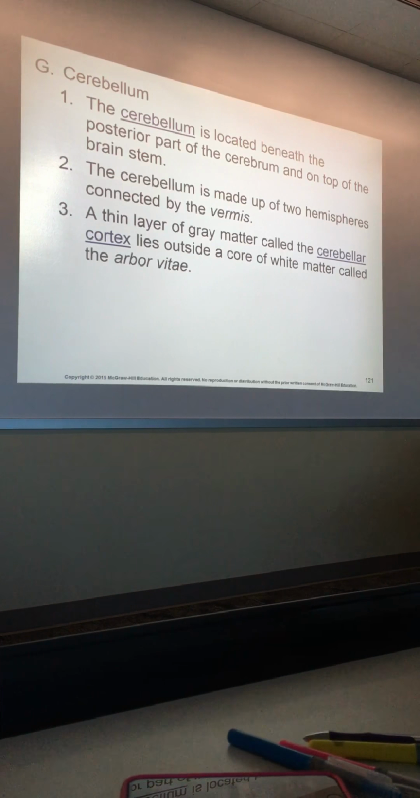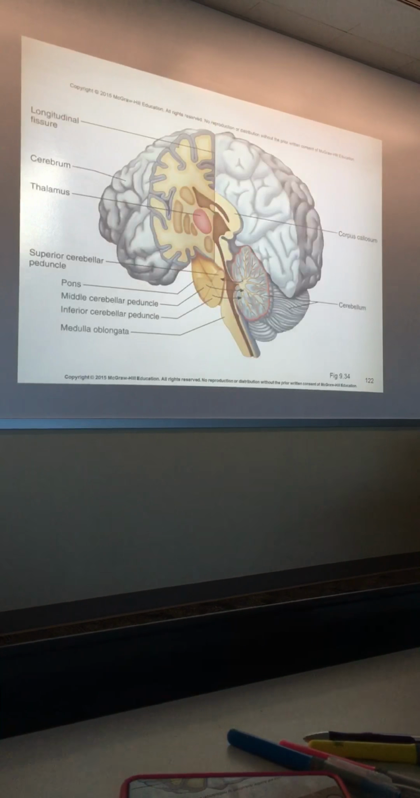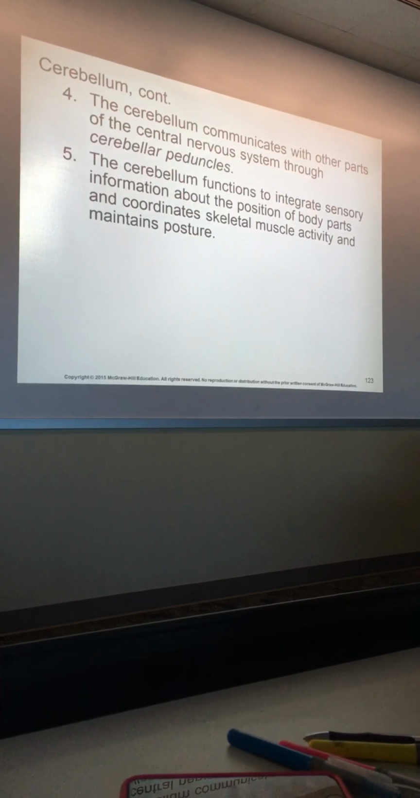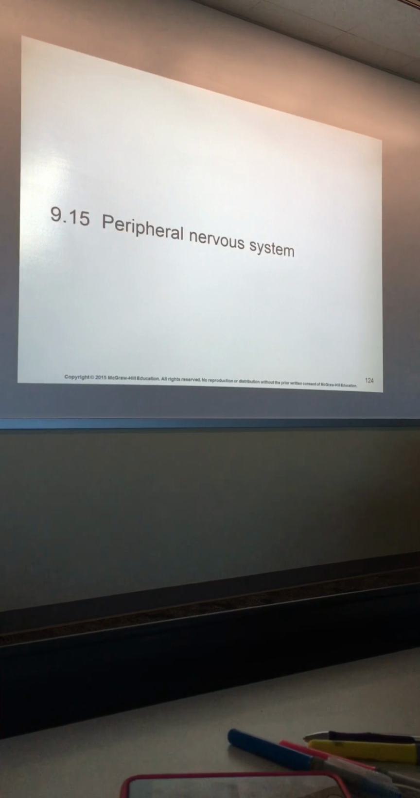But Mr. Gilmore, the cerebellum is located beneath the posterior part of the cerebrum and on top of the brainstem. The cerebellum is made up of two hemispheres connected by the vermis. A thin layer of gray matter called the cerebellar cortex lies outside a core of white matter called the arbor vitae. The arbor vitae means tree of life. We saw that in lab. So here's a schematic that shows you exactly that. The cerebellum communicates with other parts of the central nervous system through the cerebellar peduncles. The cerebellum functions to integrate sensory information about the position of the body, coordinate skeletal muscle activity, and maintain posture.